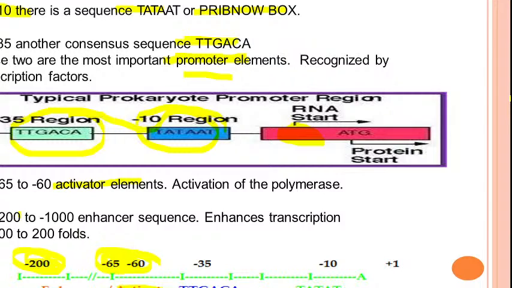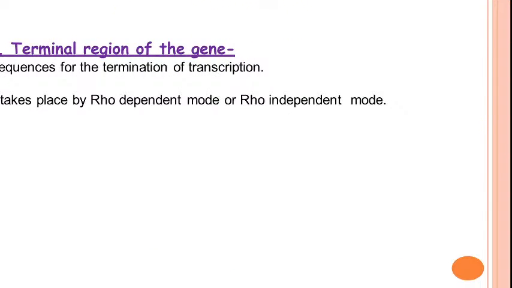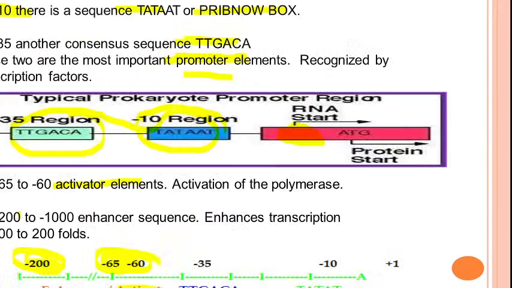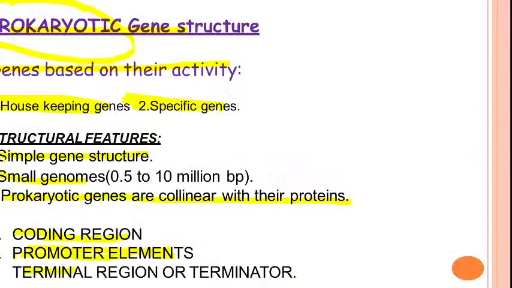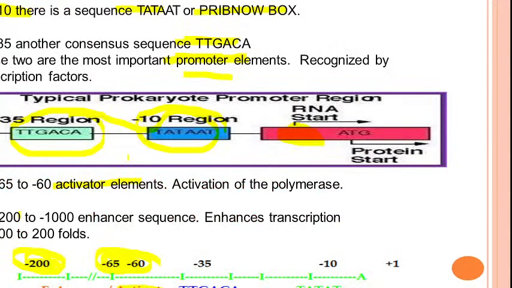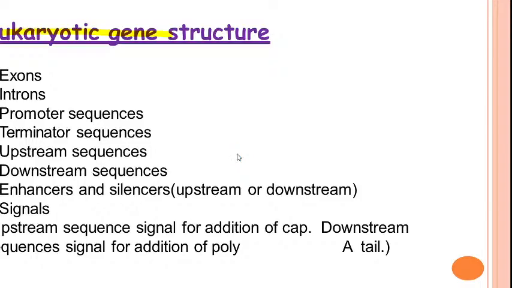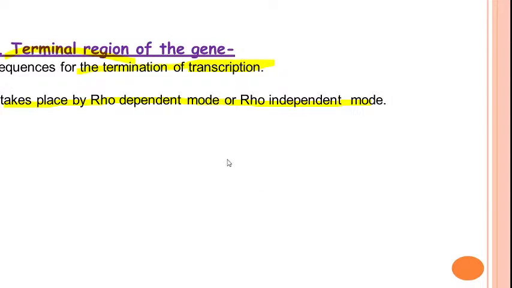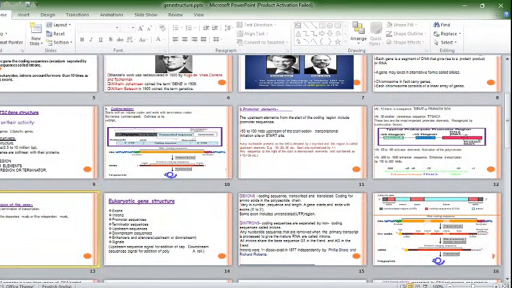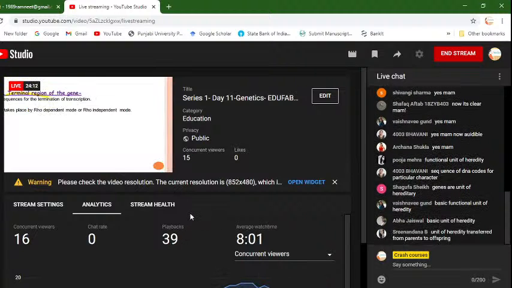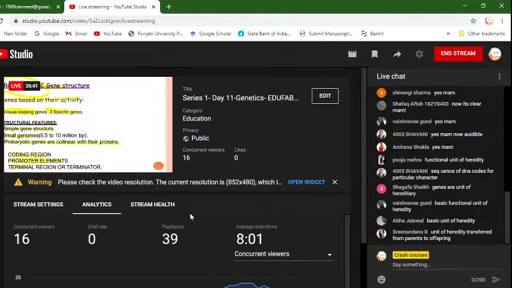Then after it we have the last one, which is the terminal region. So you have to keep in mind that we have the coding region, promoter region and terminal region. Now what will be there in the terminal region? Sequences for the termination of transcription. It takes place by rho-dependent or rho-independent mode. The terminal is basically at the end of the gene. So this is the prokaryotic gene structure, are you able to get it?